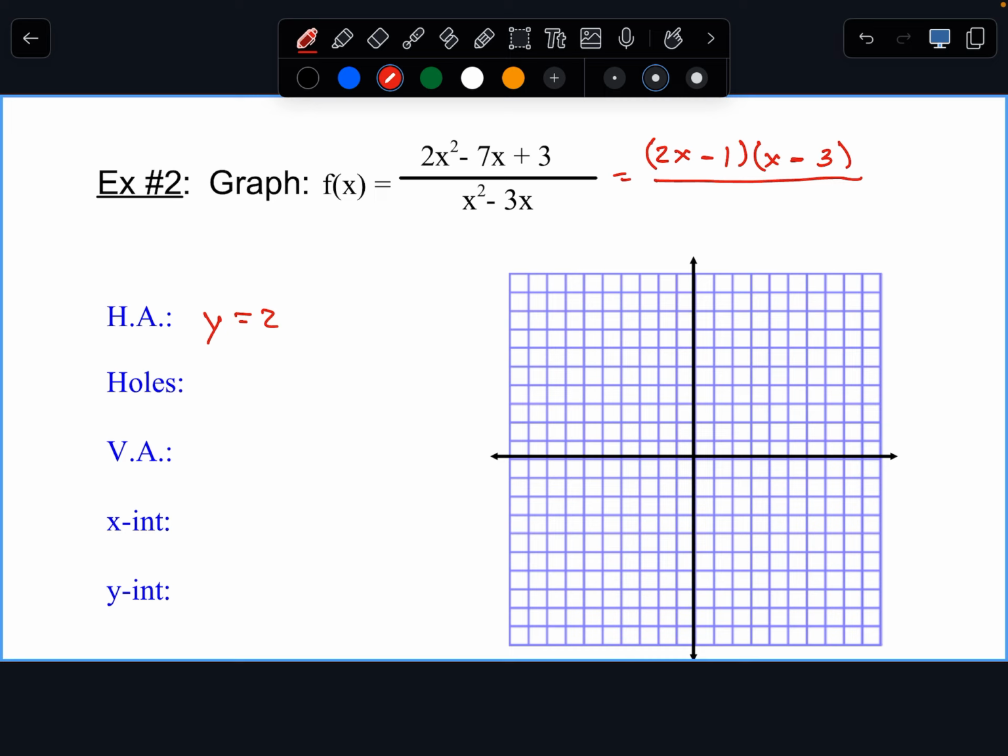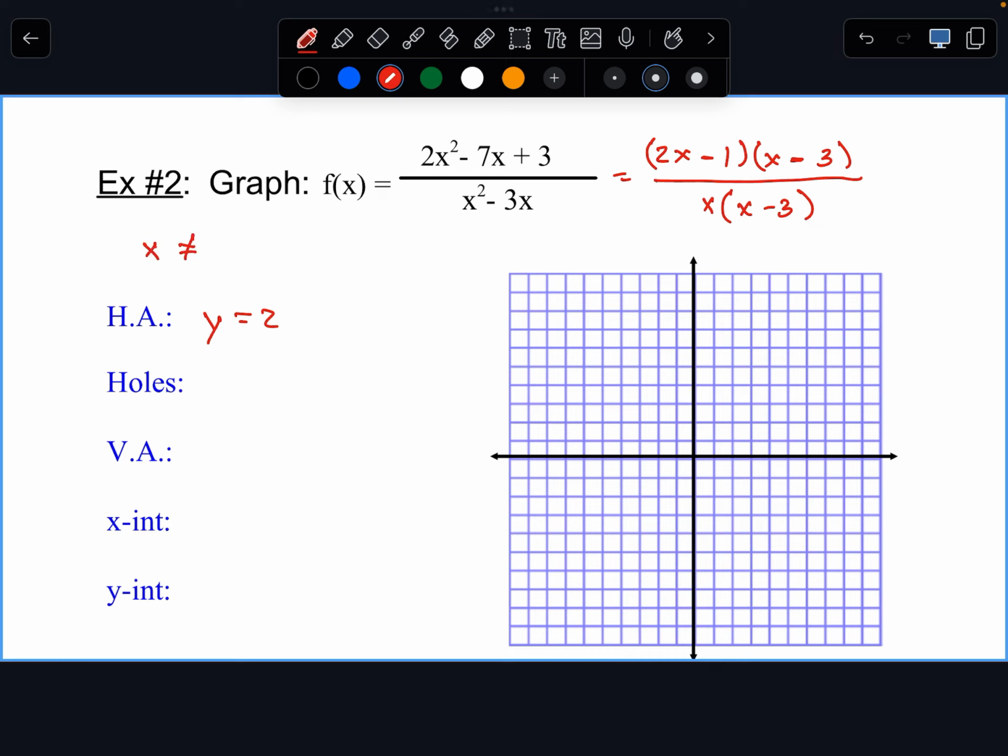And let's look at the denominator. How do you factor the denominator? This is a greatest common factor. Pull an x out, which leaves you with x minus 3. And again, as soon as you factor, you should be able to identify what x cannot equal. What are the issues for x?